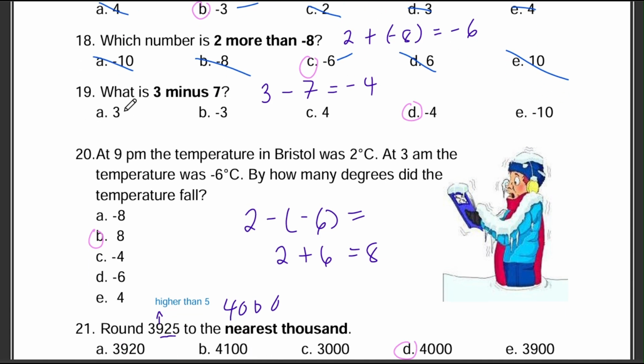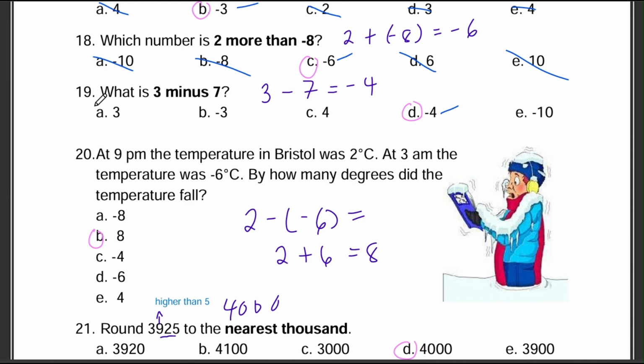Question 19. What is 3 minus 7? A. 3. B. -3. C. 4. D. -4. E. -10. The correct answer is D, which is -4. The formula: 3 minus 7 equals -4.